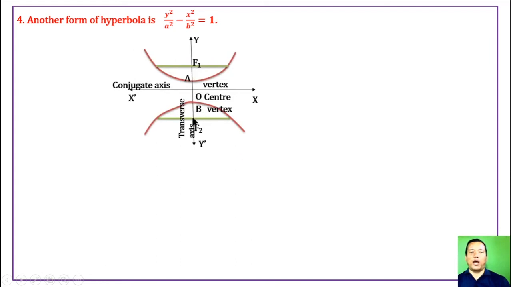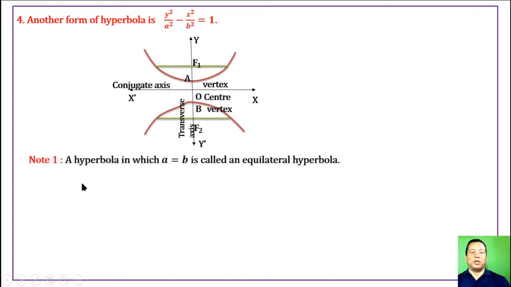The foci lie on the y-axis. This point B and this point A are the vertices, and the conjugate axis is along this and the transverse axis is on the y-axis. Note 1. A hyperbola in which a equal to b is called an equilateral hyperbola. For a hyperbola, we have c square equal to a square plus b square.